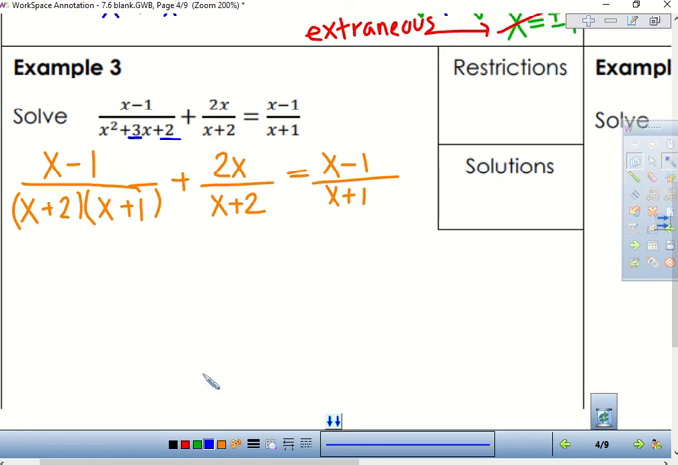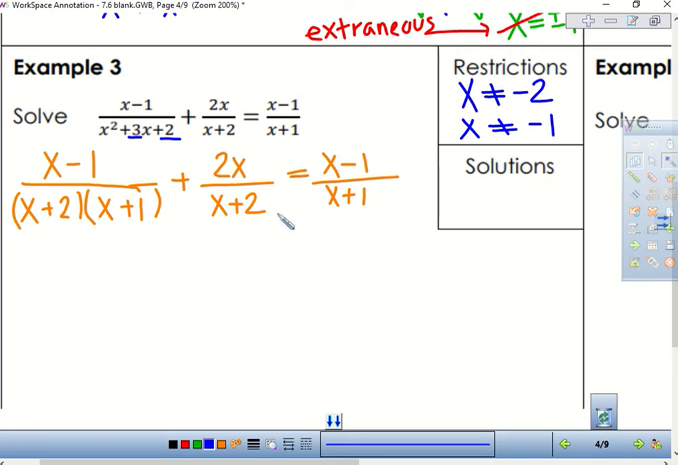Now we're going to identify our restrictions. So what x value will give me a 0 in my denominator? Negative 2, and also what else would be bad? Good. Negative 2 and negative 1 would both give me a 0 in at least one denominator.